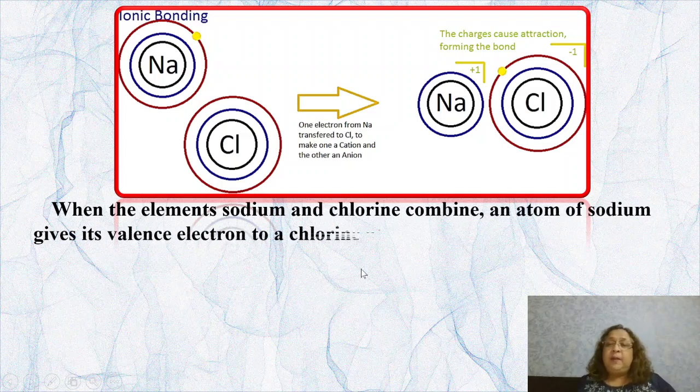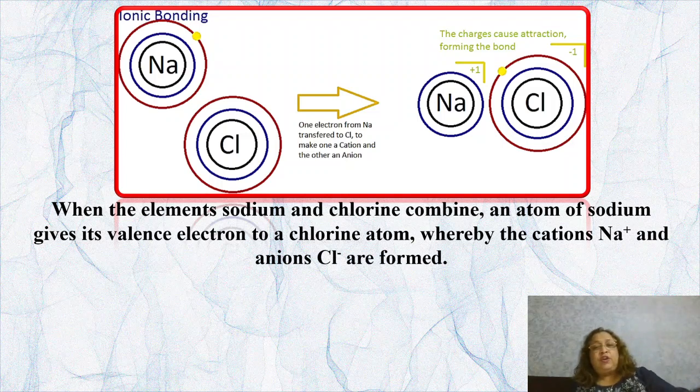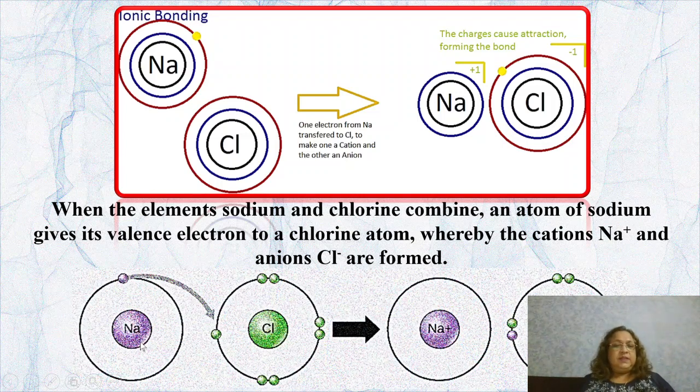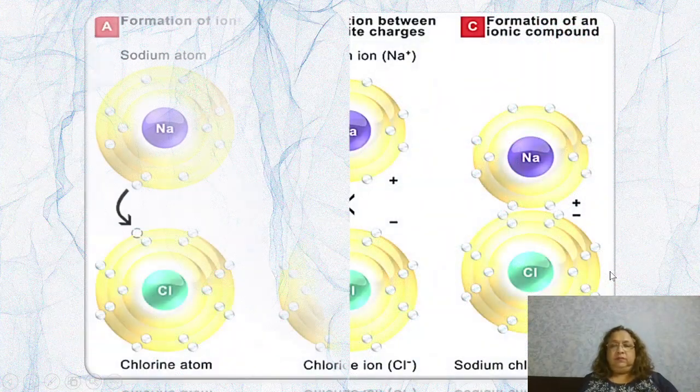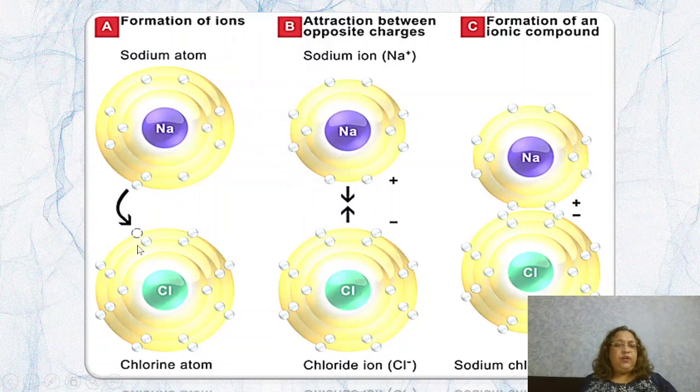Now, when elements sodium and chlorine combine, an atom of sodium gives its valence electron to chlorine, whereby Na plus and anion Cl minus are formed. This is another picture of the same thing. Sodium giving an electron to chlorine, sodium forming a positive cation, chlorine forming a negative anion. This is the entire picture. One electron going to the chlorine atom. There are opposite charges formed over here. Sodium becomes positive, chlorine becomes negative, and then there is a formation of an ionic compound where the positive and negative charge negate one another, and we only get an ionic compound. No minus, no plus, NaCl.